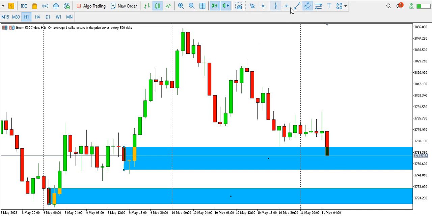So expecting this descending trend line. Look at this descending trend line. Boom 500 is still going down. It's not spiking up for now.